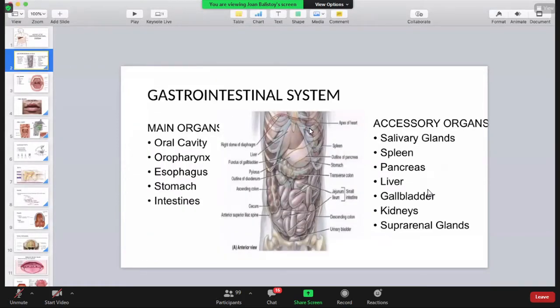So here are the main organs. You have the main organs as the oral cavity, the oropharynx, the esophagus, the stomach, and the intestine. You will have another laboratory discussing the gross anatomy of your accessory organs, which includes your salivary gland, your spleen, your pancreas, the liver, the gallbladder, the kidneys, and the suprarenal gland. Although in today's laboratory, we will have a slide about salivary glands as well.